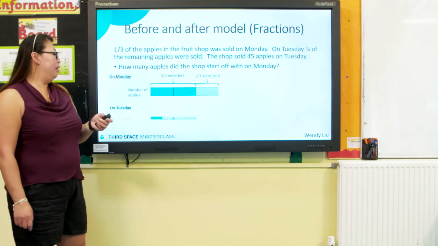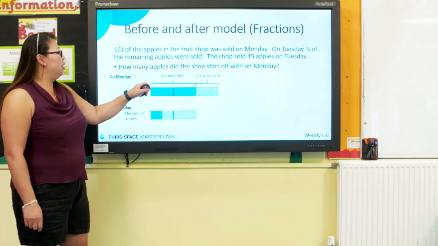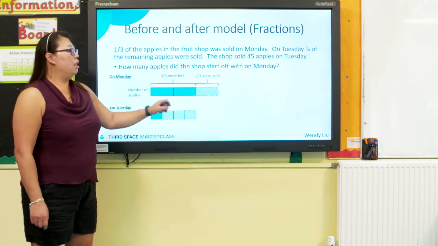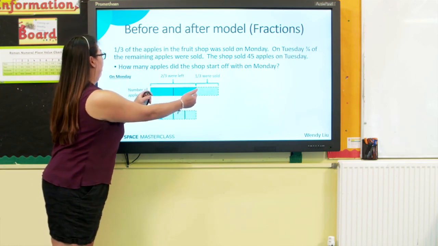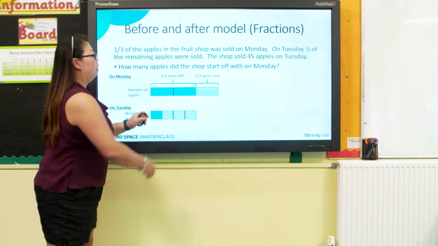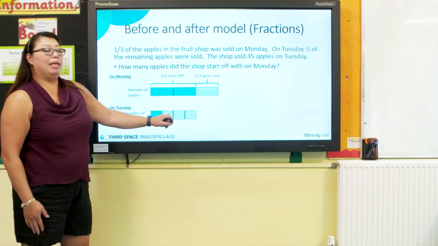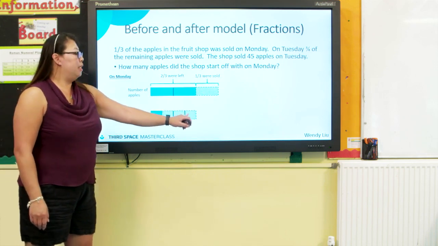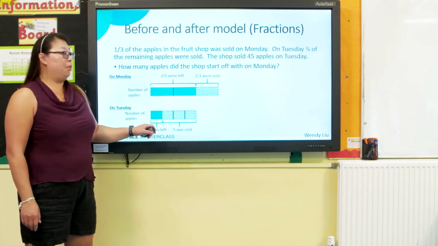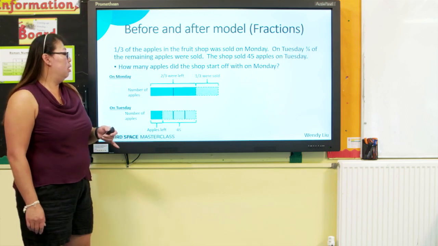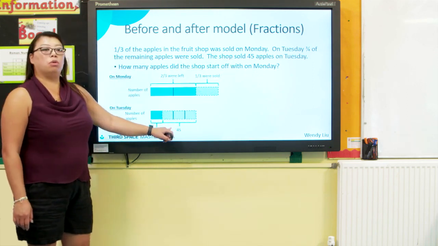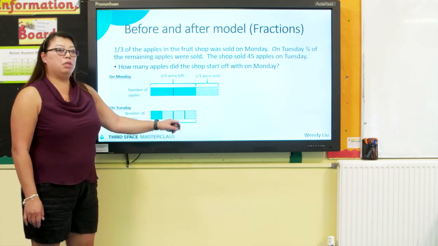Now on Tuesday, 3/4 of this part that was left was sold. So the part that was left on Monday is this 2/3 here, which I've taken down and represented with this bar. I've now split the bar into quarters to represent 3/4 sold and 1/4 of the apples left. I also know that on Tuesday, 45 of the apples were sold. So these 3 parts here represent 45 apples.